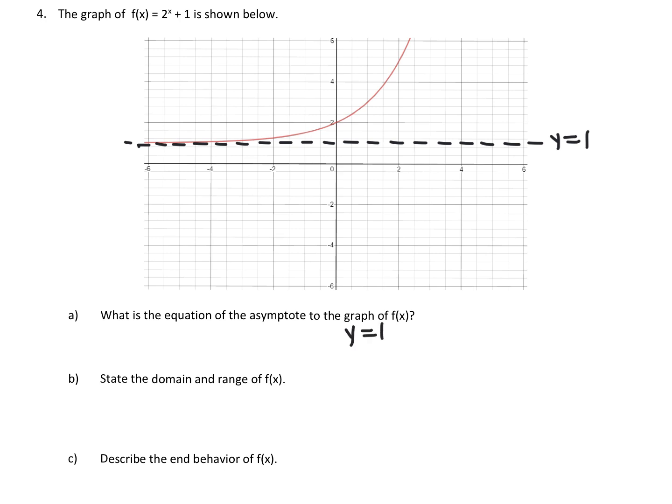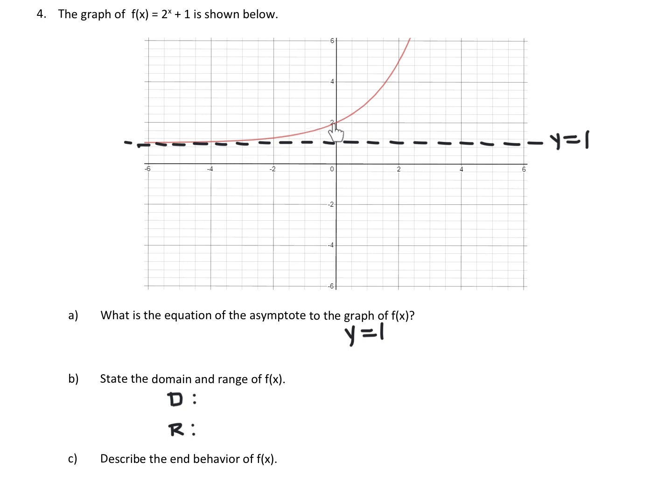Okay, so now in this part, they want us to state the domain and the range. The domain refers to our x values, right? Here's our x-axis. So if you look at the left of the graph, doesn't the graph keep going to the left? It's going to keep going this way forever and ever and ever. So the x values are going to approach negative infinity as we go to the left.